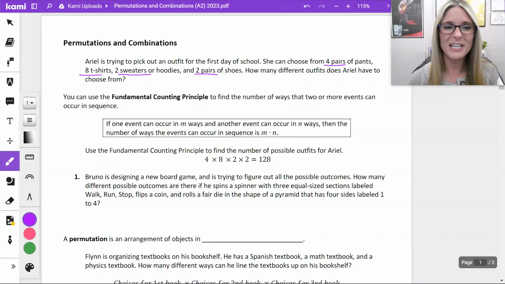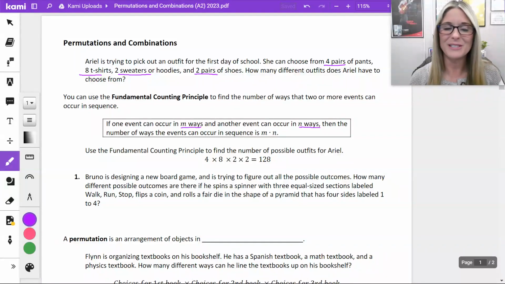I love this lesson and thinking about my own closet. For this problem, we can use what's called the fundamental counting principle to find the number of ways that 2 or more events can occur in sequence. If one event can occur m ways and another event can occur in n ways, then the number of ways the events can occur in sequence is m times n.